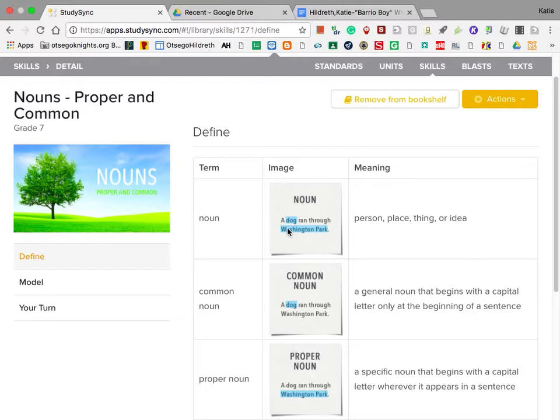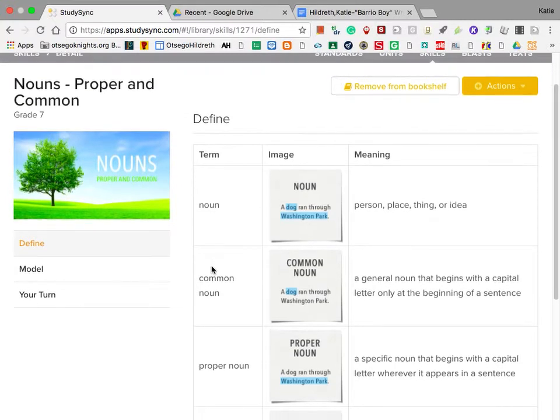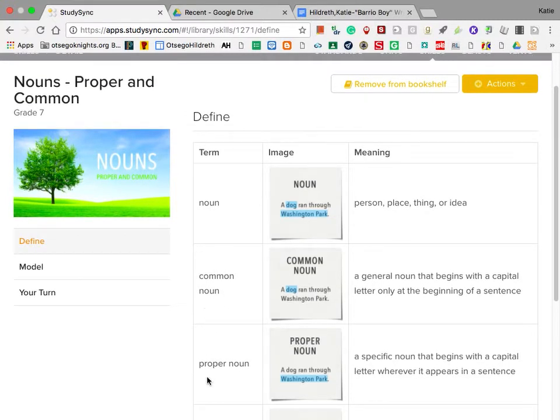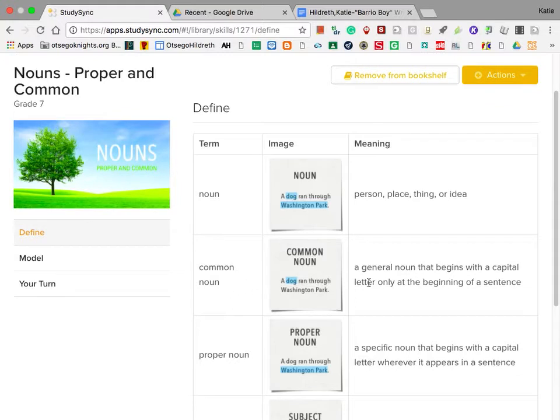And the image shows a sentence, and it says the dog ran through the park. Dog is a noun, Washington Park is a noun. Okay? Dog is a thing, Washington Park is a place. Now, there are different kinds of nouns. You have a common noun and you have a proper noun. Okay? A common noun is a general noun that begins with a capital letter only at the beginning of a sentence. Okay? So it's a general person, place, thing, or idea. So in this case, the common noun in the sentence was dog because it's not a specific kind of dog. Okay?